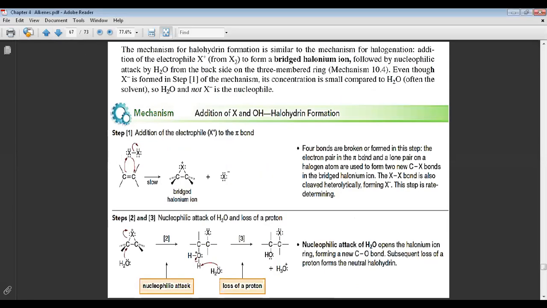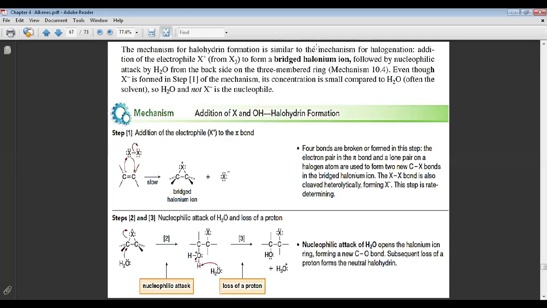Now the mechanism of this reaction of the halohydrin formation, look, he said it is similar to the mechanism for the halogenation. That means at the same time, for the first step, we have the same intermediate, the halonium bridge here. Okay, remember that.